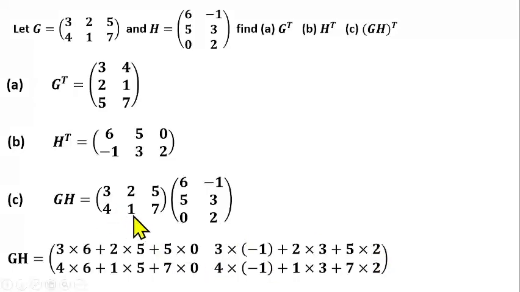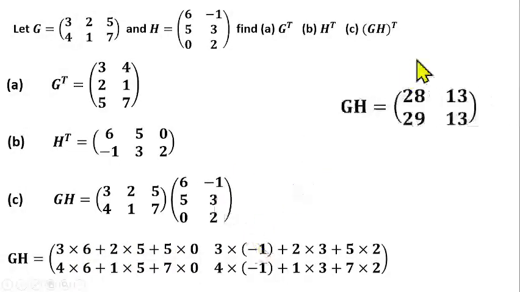So that means the second row also will go. Second row will multiply the column here. That will give us this. Second row here will also multiply the column here. That will give us this as well. So if you simplify that further, this time they give us 18 plus 10 plus 0. So that will give us 28. The minus 3 plus 6 plus 10 will give us 13. We have 24 plus 5 plus 0. That will give us 29. Minus 4 plus 3 plus 14 gives us 13.